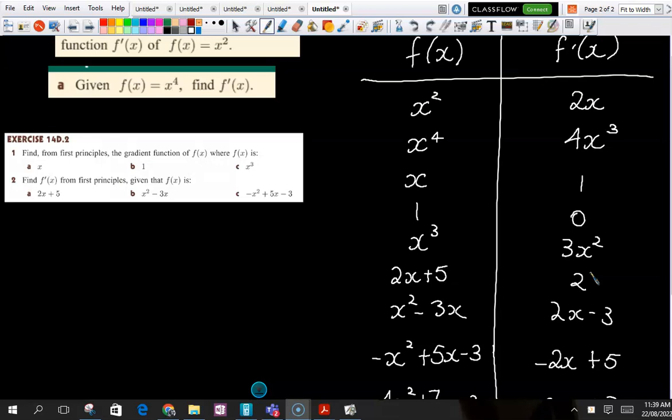So, have a look. Clear pattern. It might help you if we do it in order. So when we had 1, the derivative was 0. When we had x, the derivative was 1. And maths, let's face it, is all about finding patterns in life.